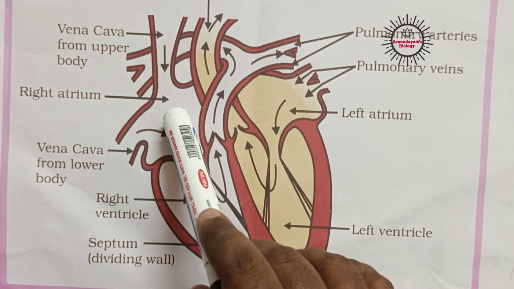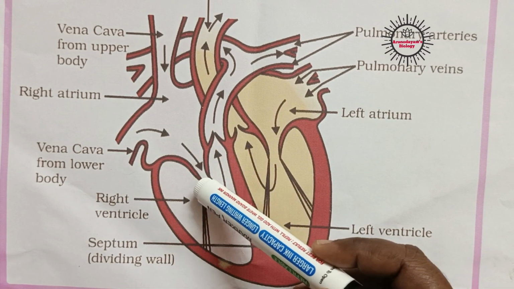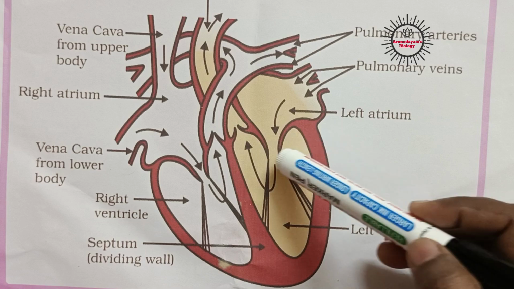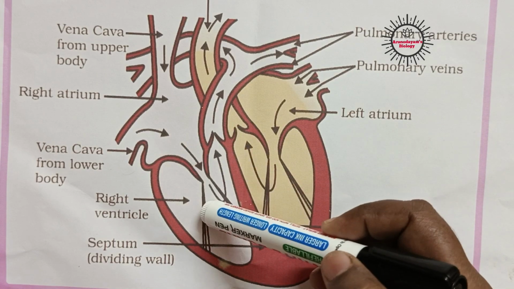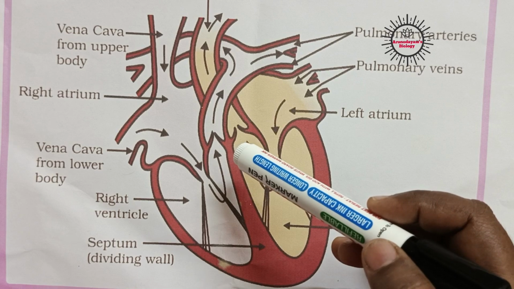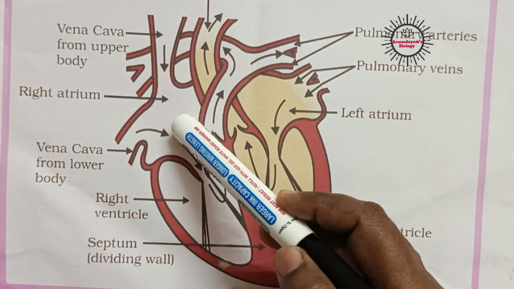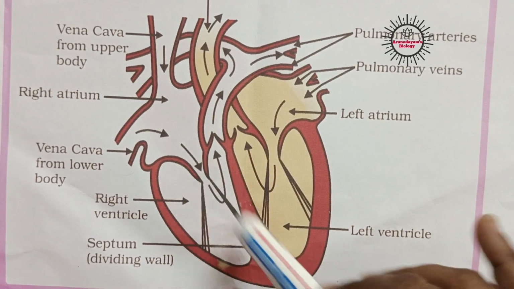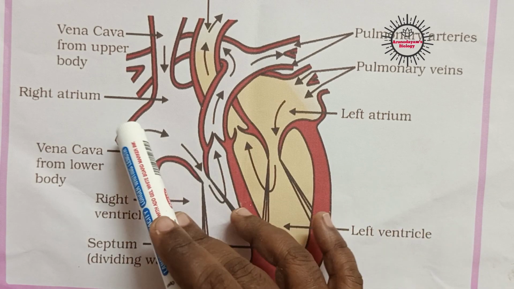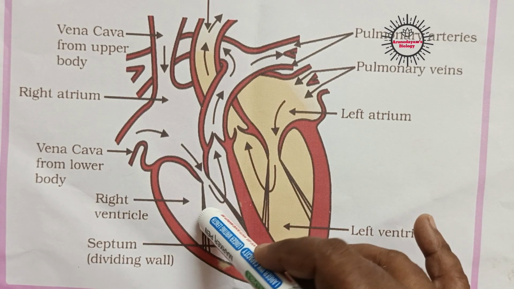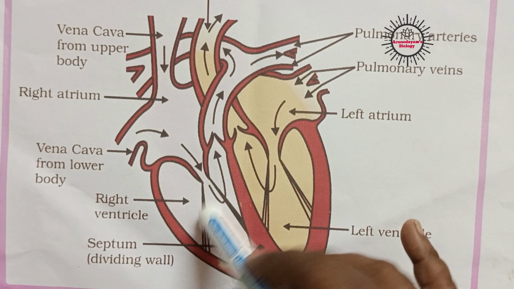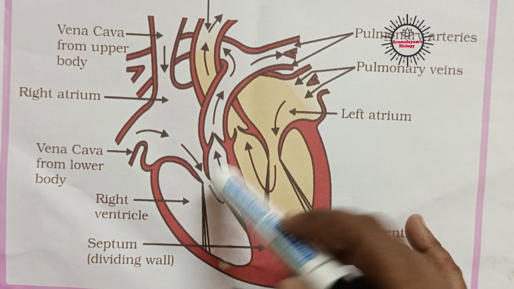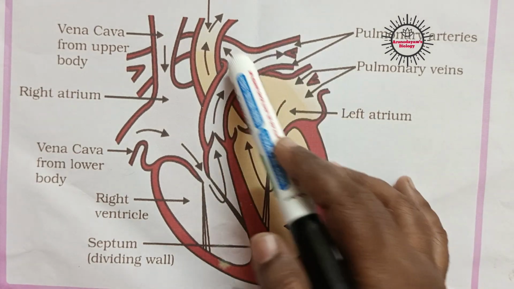After receiving, this right atrium contracts and opens a valve present between the right atrium and right ventricle called the tricuspid valve. So just like this, here also between the right atrium and the right ventricle we have one valve called the tricuspid valve. When the right atrium contracts, the blood moves into the right ventricle through this tricuspid valve. Okay, when the right atrium is in the contraction stage, the right ventricle will be in a relaxed state. After receiving this deoxygenated blood, the right ventricle starts to contract and passes this blood into a blood vessel called the pulmonary artery.